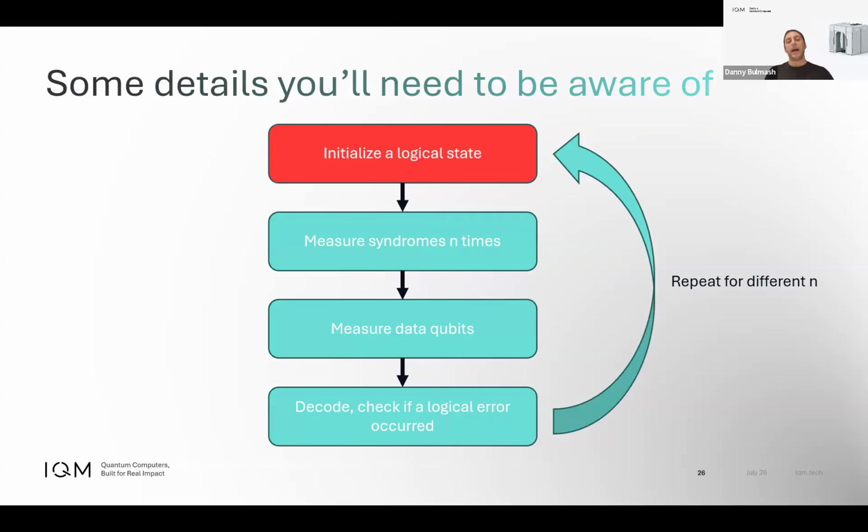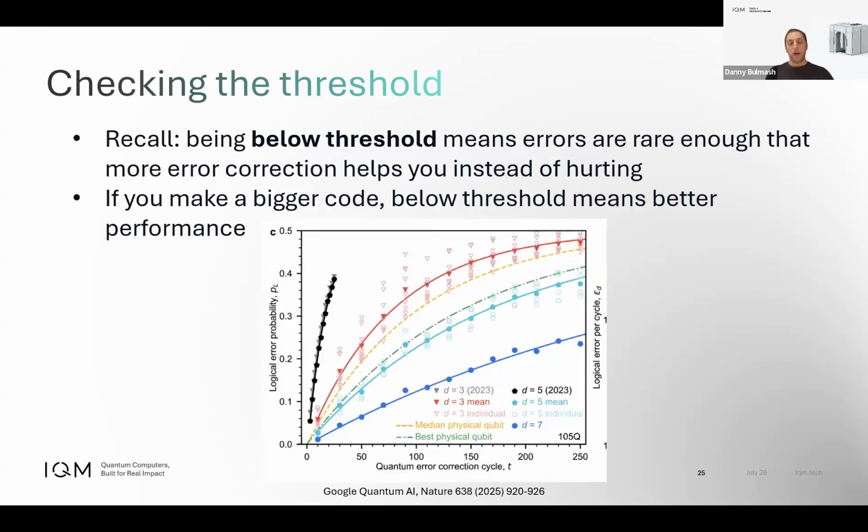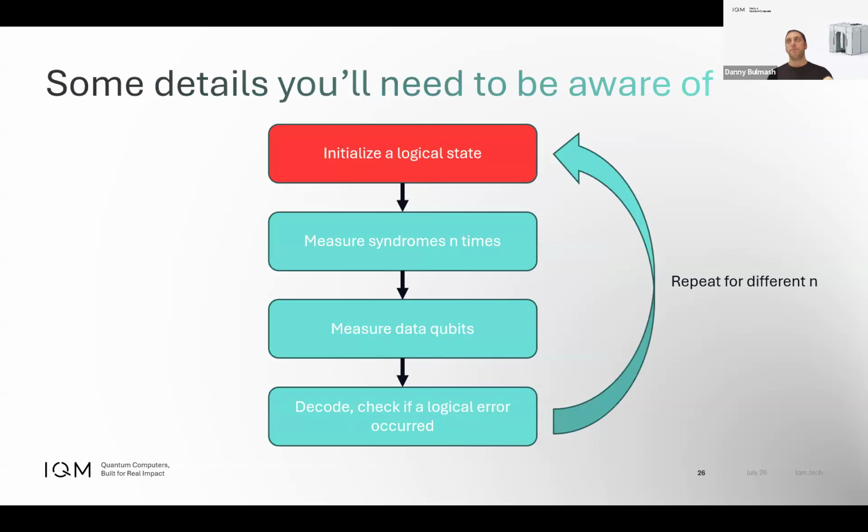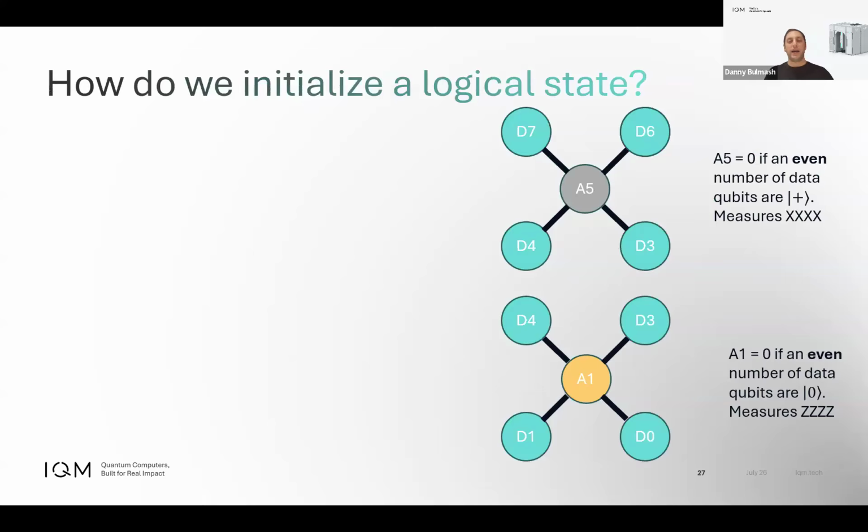Okay, so this is the overview of the quantum memory experiment. Basically, A initializes a state, B checks for errors, decodes, and then we say, did B get the right answer or not? And we check the probability that B got the wrong answer. There's a few details that you're going to need to be aware of. Let me just highlight a couple of these. When we initialize a logical state, how do we actually do that?